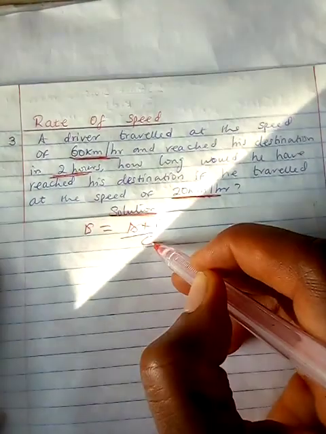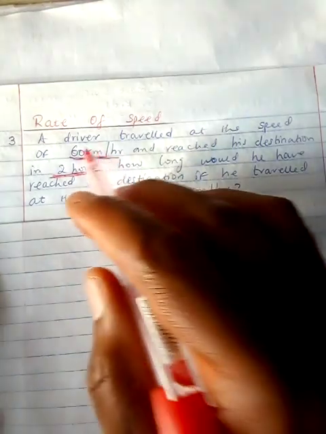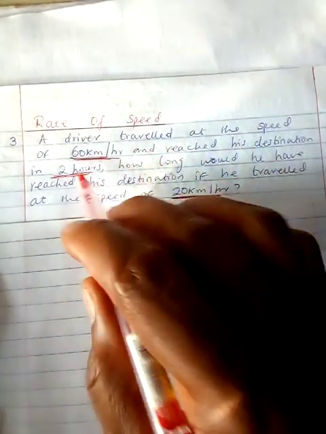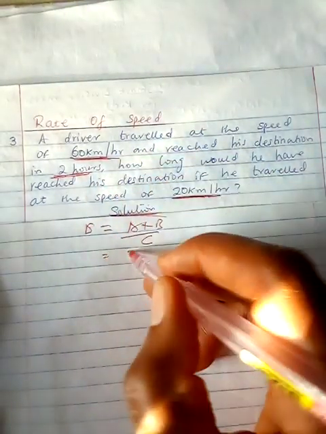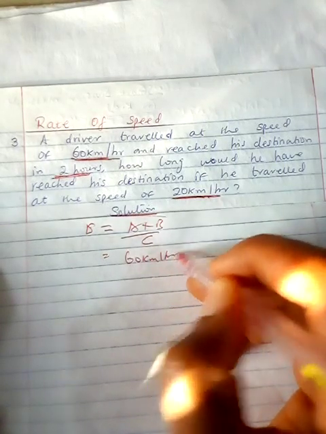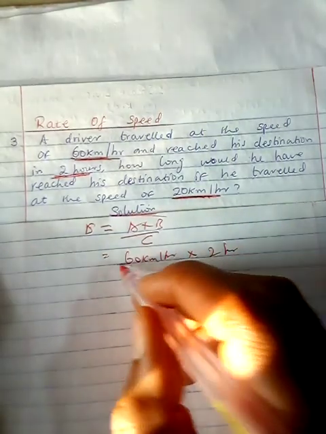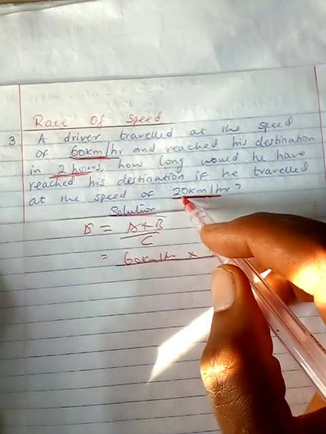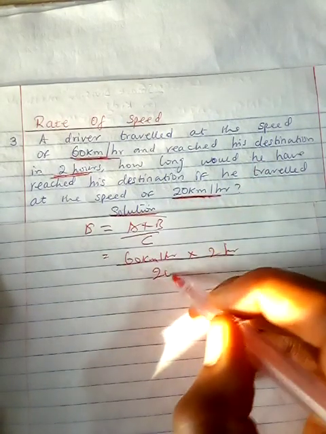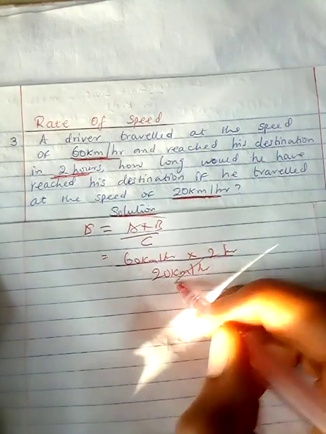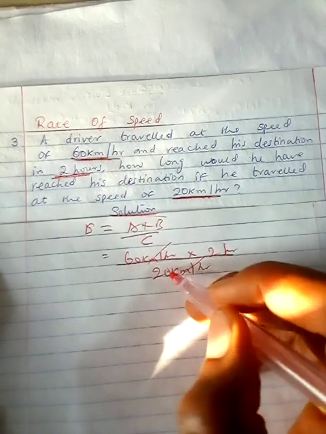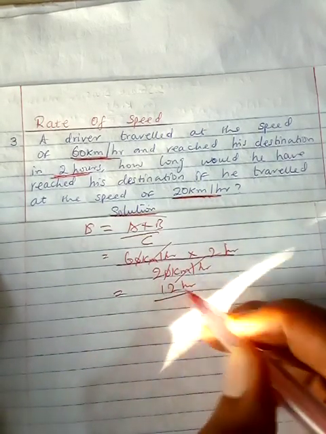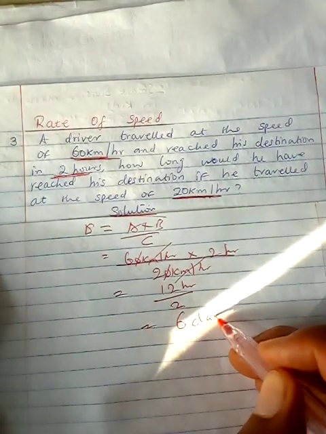We see from here that the driver travels at the speed of 60 kilometers per hour and reaches the destination in 2 hours. So the speed here is 60 kilometers per hour multiplied by 2 hours. Then the one that is not known is how long it takes at 20 kilometers per hour. So we are going to divide by 20 kilometers per hour. Of course, this km per hour cancels this km per hour, and 0 cancels 0. So we're now left with 6 times 2 hours, which gives us 12 hours divided by 2. That gives us 6 hours.